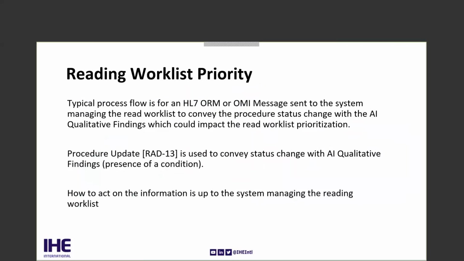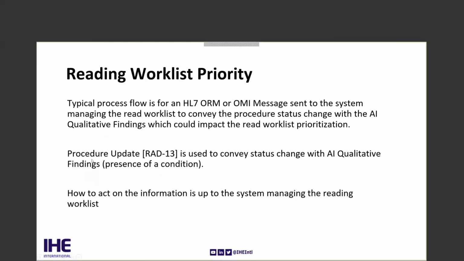And finally, the last section would be discussing reading workflow priority. In the typical process flow, you'll get an HL7 ORM or ORU message being sent off to whoever is doing the reading worklist to convey the procedure status. If an AI model finds something that's somewhat important, you need a method of conveying that information. Not necessarily that the receiving system will act upon it, but you have a method of providing those findings, presence of a condition, to whoever's managing the workflow.